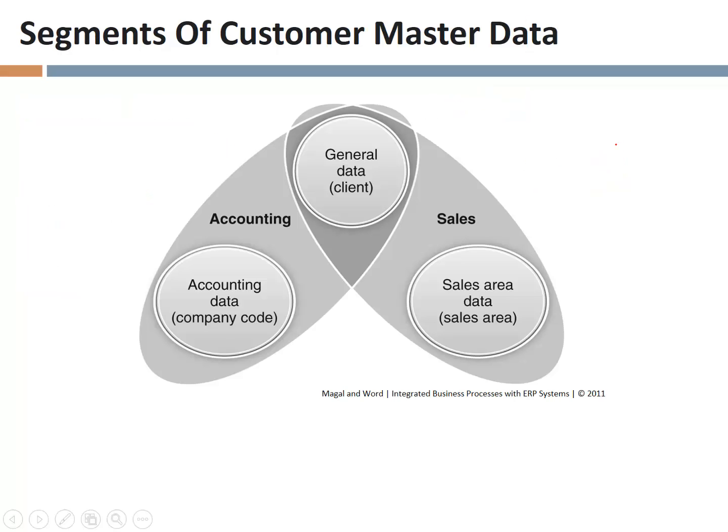This diagram from your textbook looks a lot like what we looked at when we were talking about the vendor master data record. The only thing that's different here is this was not sales related. When we were looking at the vendor, this was purchasing related and had a different element here. But the general data is client-wide, universal, shared by all. Accounting data is specific to a given company code, and then sales area data is going to be differentiated by sales area.